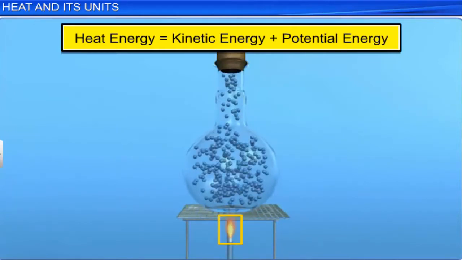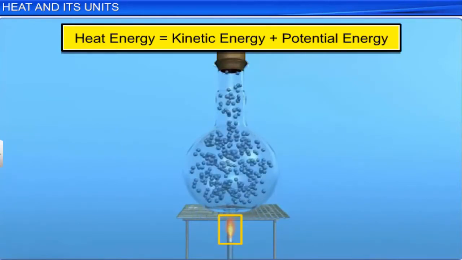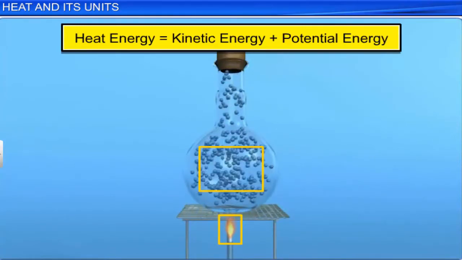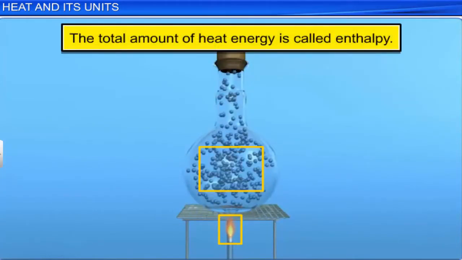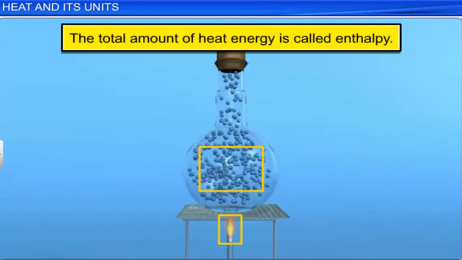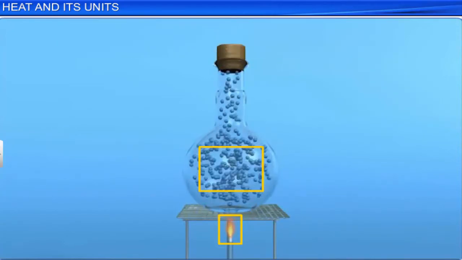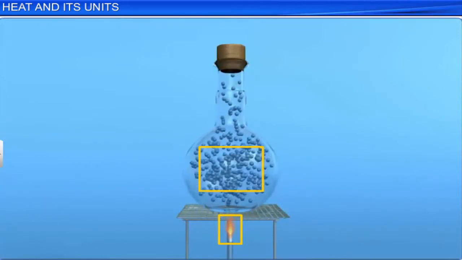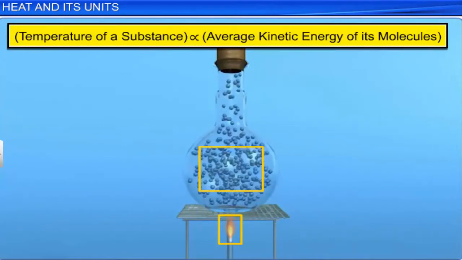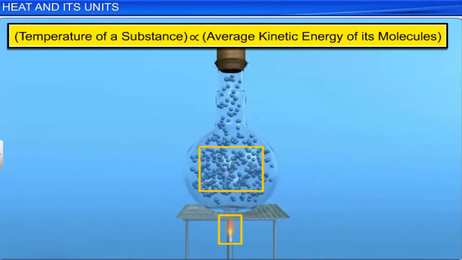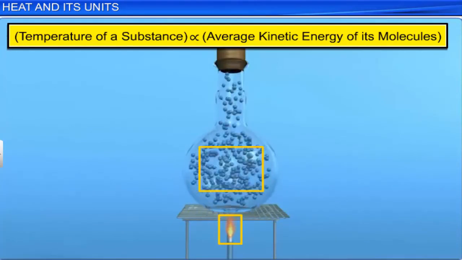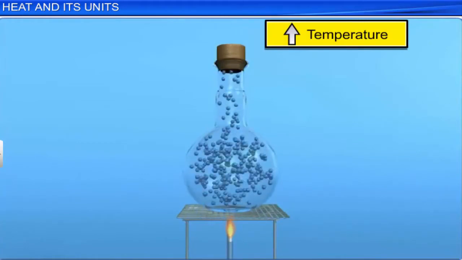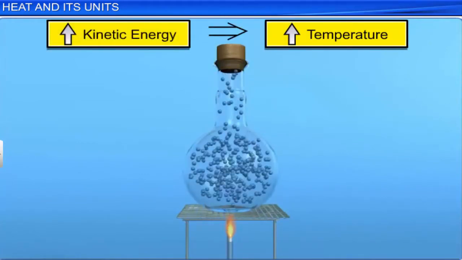Thus, heat energy can be defined as the sum of the potential energy and kinetic energy of all the molecules of a substance. The total amount of heat energy is called enthalpy. If we supply some heat energy to a substance, the kinetic energy of its molecules increases. The temperature of a substance is directly proportional to the average kinetic energy of its molecules. Therefore, the temperature of a substance increases as the kinetic energy of its molecules increases.